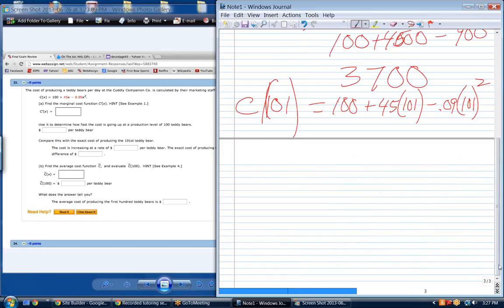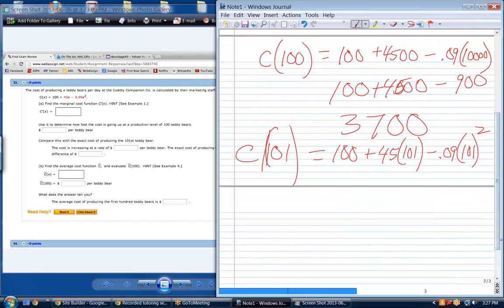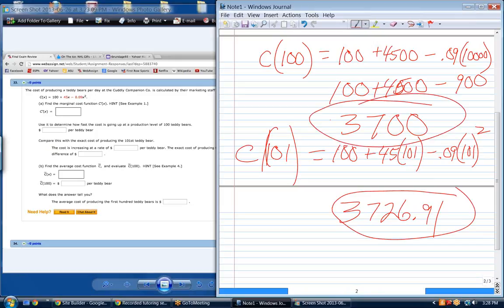So that's 100 plus 45 times 101 minus 0.09 times 101 squared. 3726.91. So the exact cost of producing the 101st teddy bear must be this number minus this number. So 26.91.